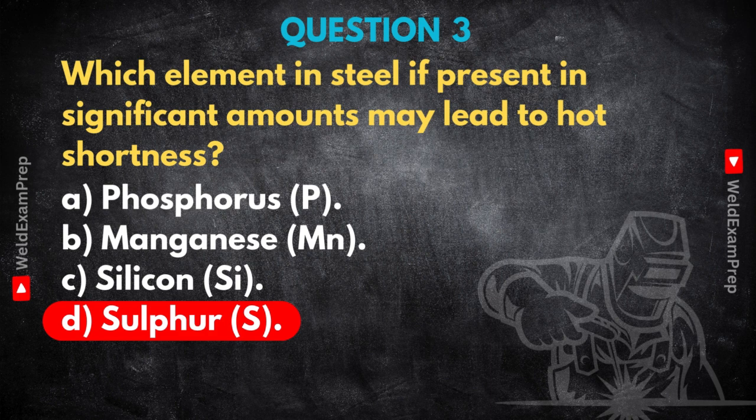MnS has a significantly higher melting point, much closer to that of the steel itself, so it doesn't melt prematurely. Also, MnS tends to form as small, sort of rounded, isolated particles within the grains rather than continuous films along the boundaries. These isolated particles are far less damaging to the steel's hot ductility.